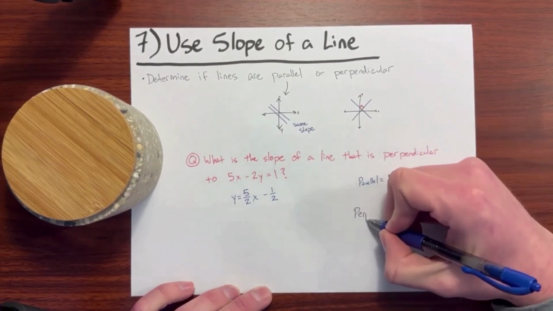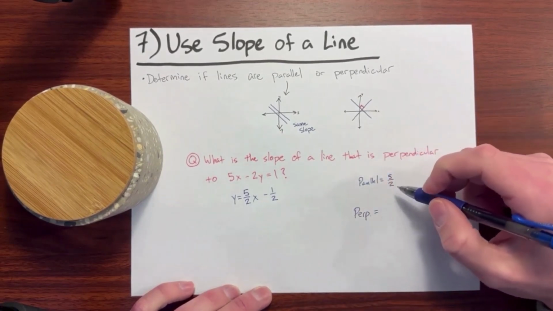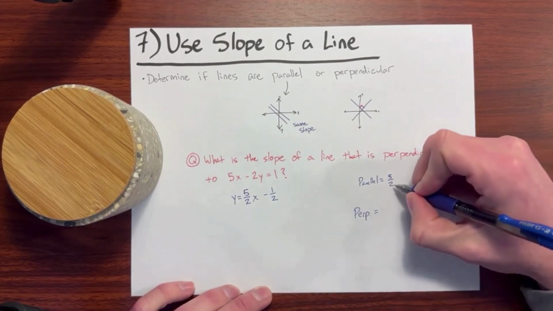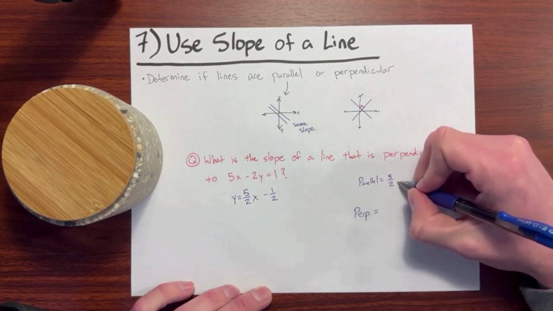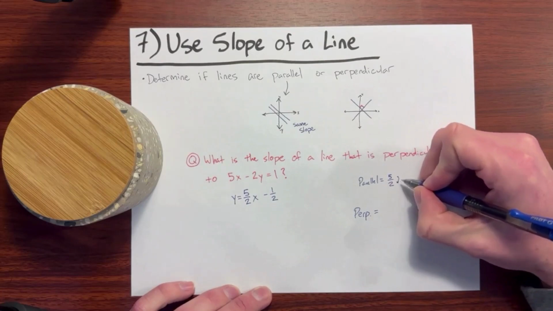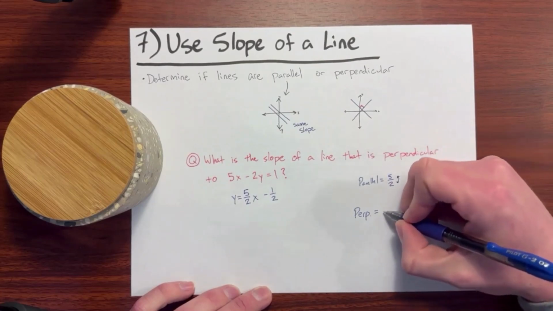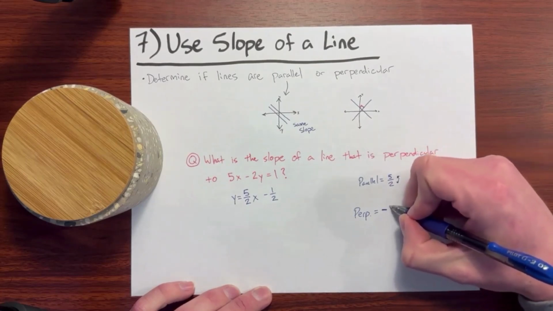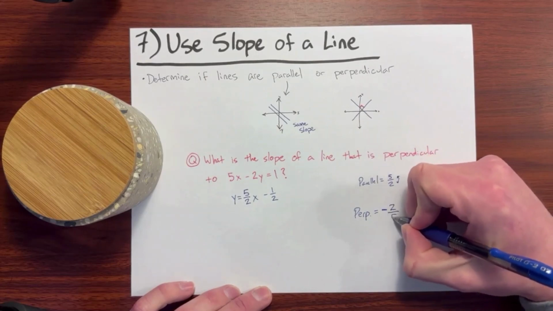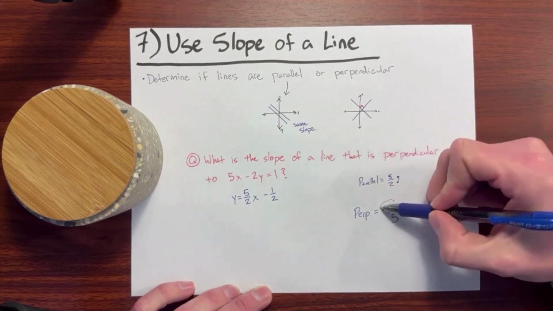Perpendicular, on the other hand, will be the opposite slope. So what you're going to do is flip the 5 and 2 and then reverse the sign out front. So that would end up being negative 2/5 is the answer to this problem.